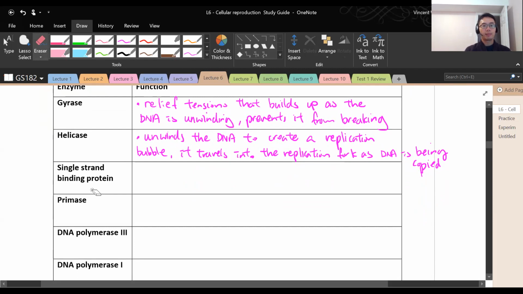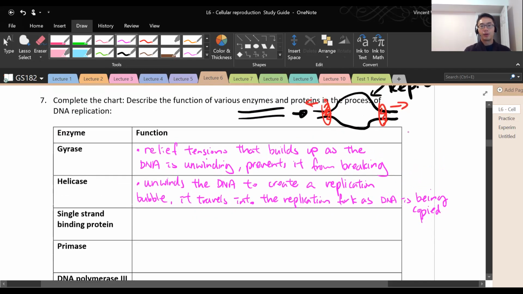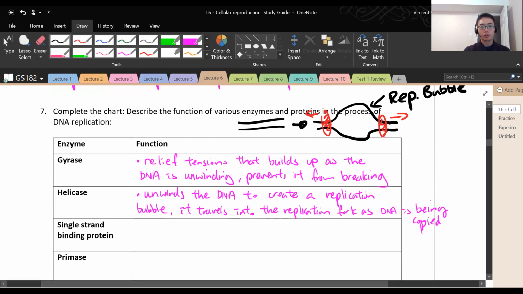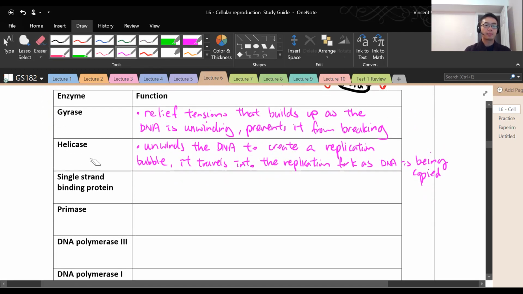Single strand binding proteins. Now, the DNA, of course, has the nucleotides in it, like A, T, C, G, and on the other side it would be the complementary base pair. So they are attracted to each other, right? The A is attracted to the T, the C is attracted to G, and so on. So after helicase unwinds it, they want to close up again. We don't want them to close up because we want to build new strands, right? And that's what the single-stranded binding protein is.